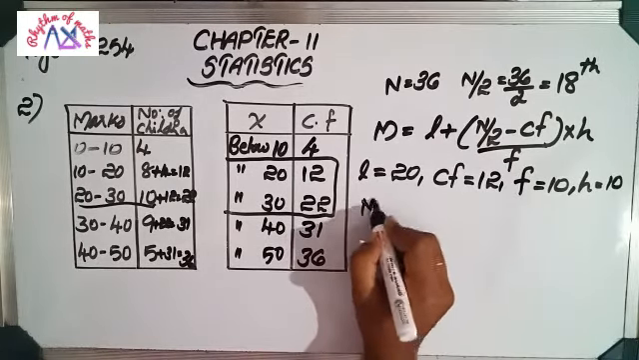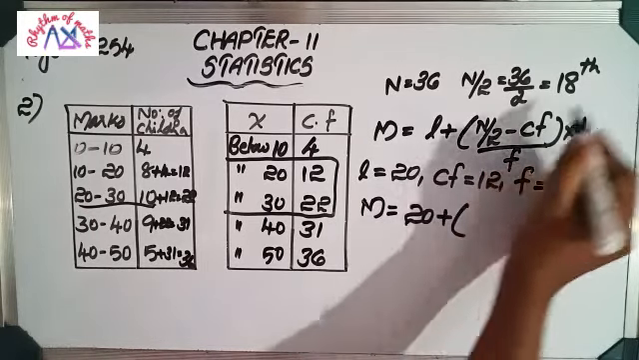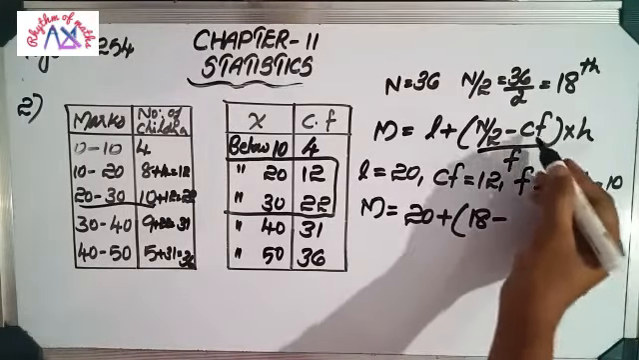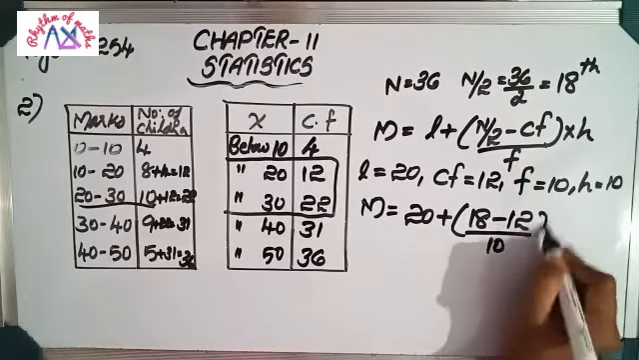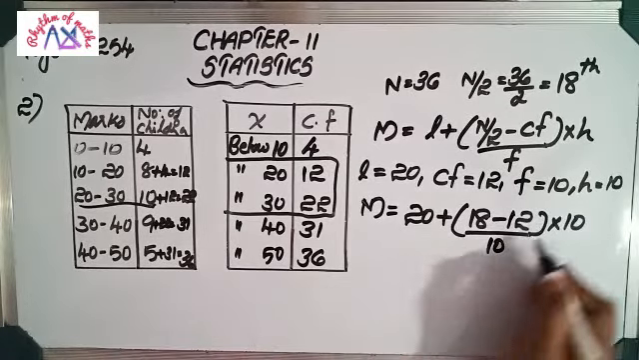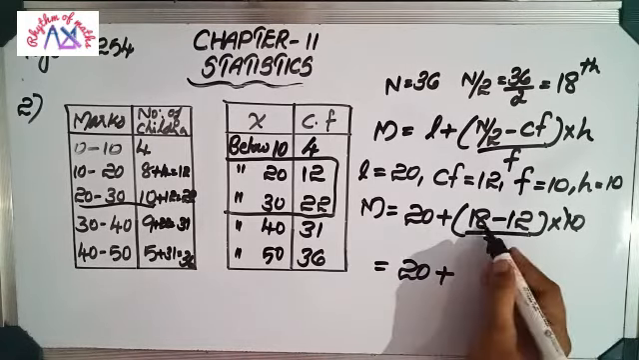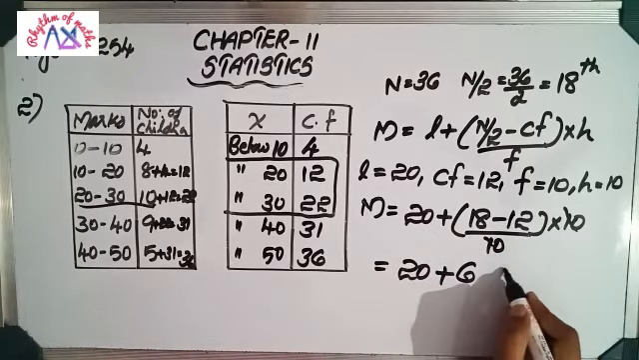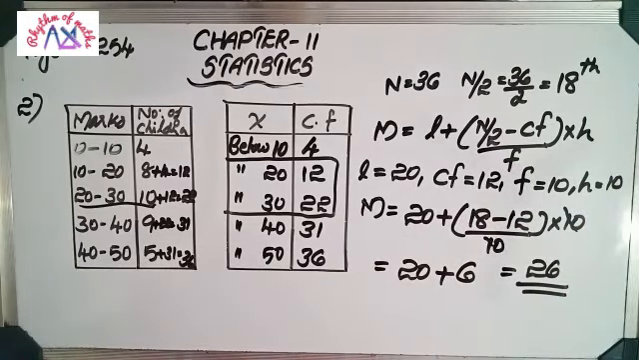Now let's apply median equal to L. L is 20. 20 plus n by 2, which is 18, minus CF, which is 12, by F, which is 10, into width 10. Here 10 and 10 we can cancel. So the answer will be 20 plus 18 minus 12, that is 6. So 26 is the mark of the 18th student. The 18th student's mark is 26. That is the median mark. So this is the answer.